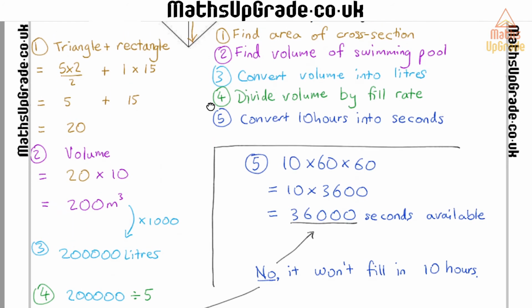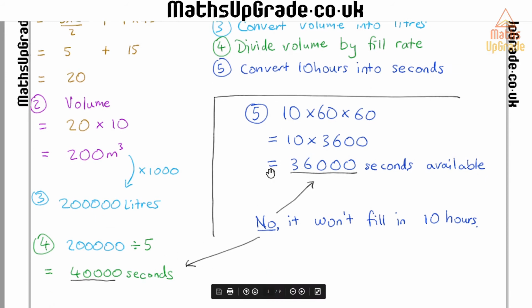So it's easier for me to convert the 10 hours into seconds and then compare these two values. So 10 hours in seconds, well, 10 hours is 10 times 60 minutes and then times 60 seconds. So that is 10 times 3,600, which is 36,000 seconds. So he's got 36,000 seconds available to fill that swimming pool, and it will take him 40,000 seconds. So he's 4,000 seconds short. So in other words, it won't fill in 10 hours.